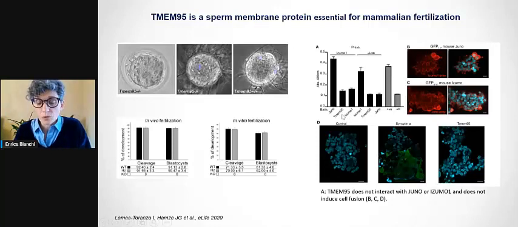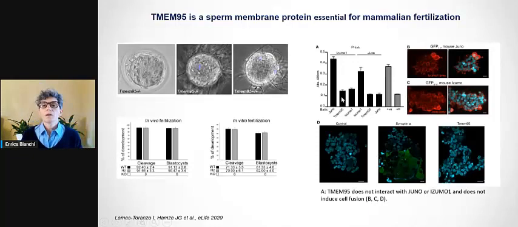So clearly the next question that we tried to answer was whether TMEM95 directly interacted with Juno and Izumo. And when we tested that in vitro, we didn't see any interaction between the two of them, while we have the positive control of the interaction of Izumo and Juno, and the reverse orientation is also true. But when we added TMEM95, we never saw any interaction. And so we then asked whether TMEM95 could possibly be the fusogen protein that we were looking for.